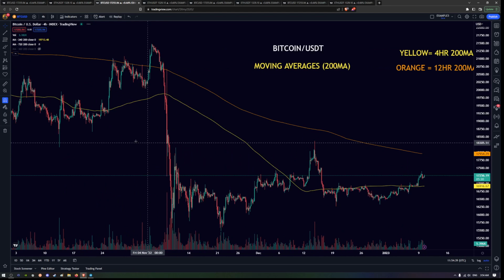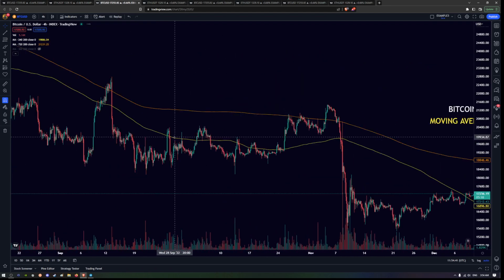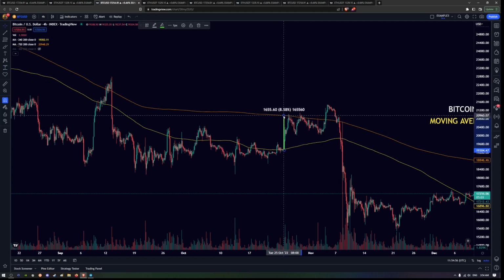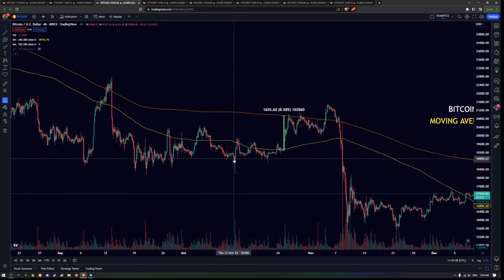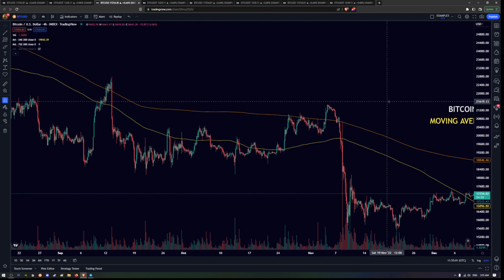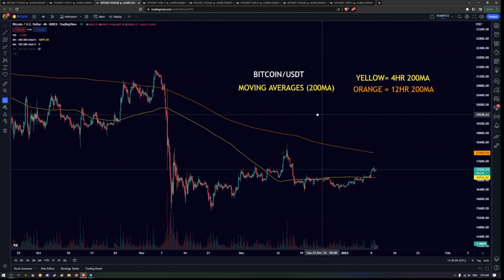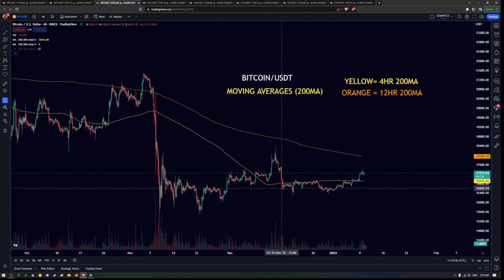So a trade plan you could do is once you've broken above the 4-hour 200 MA, you could use a higher time frame moving average for profit taking, right? So even if that was just your simple plan and that's all you did, you come over here, we'll measure the move. Here we broke above the 4-hour 200 MA, and then we got rejected at the 12-hour 200 MA, right? Simple little strategy.